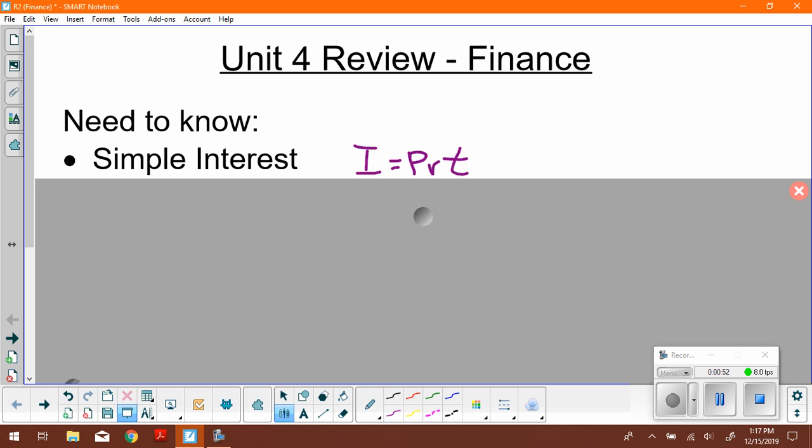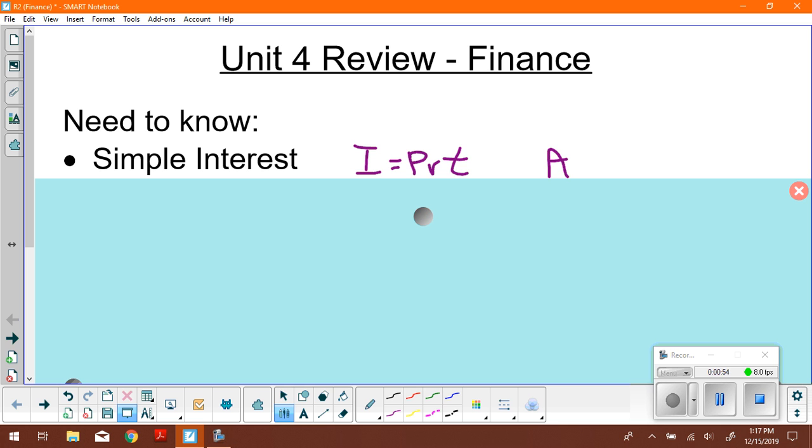There's also one for the final amount: A equals P times 1 plus RT. That will take you to the final amount of the investment with the interest added in. The key thing about simple interest is the idea that you're only earning the interest on the original principal. You earn it for a certain length of time, and then at the end of the investment, it gets deposited and it's done.